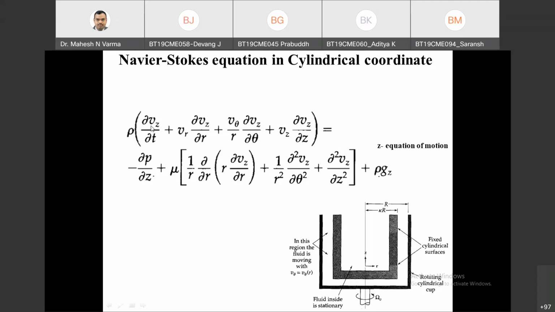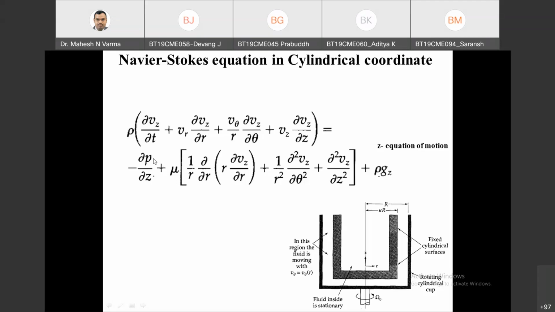Yes, sir. Del Vz by del t is 0 because of steady state. Then the second term, Vr is 0, that's why the second term is 0. Very good. Third term, del Vz by del theta is 0 because of symmetry. Oh no, Vz is 0. Del Vz by del theta equals 0, not because of symmetry, but because Vz equals 0. Yes, sir. Then the fourth term, Vz is 0, that's why the term is 0. So the whole LHS is 0. Okay.